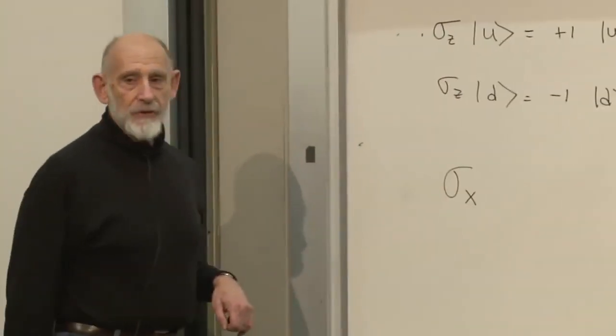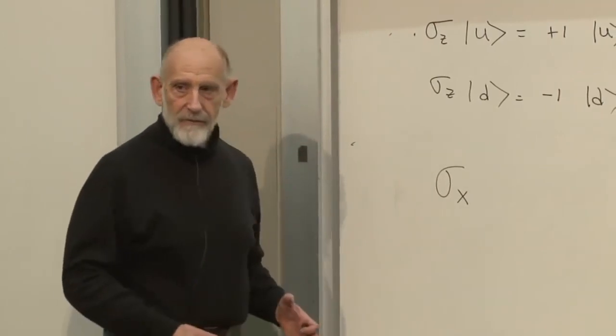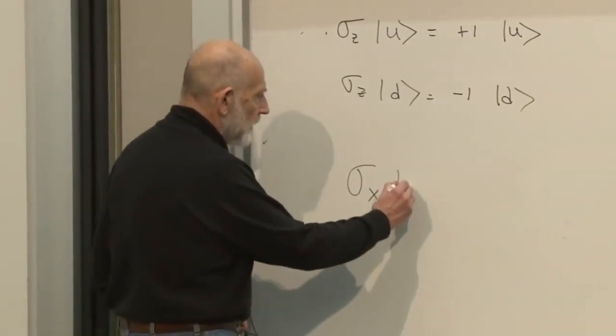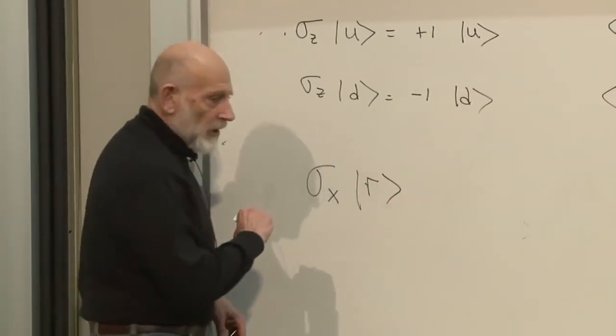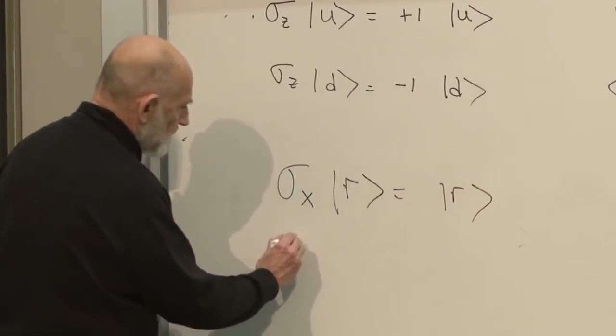Now, what is the property of sigma x? The property of sigma x is that its eigenvectors are left and right. So, for example, sigma x on right equals right. And what about sigma x on left?